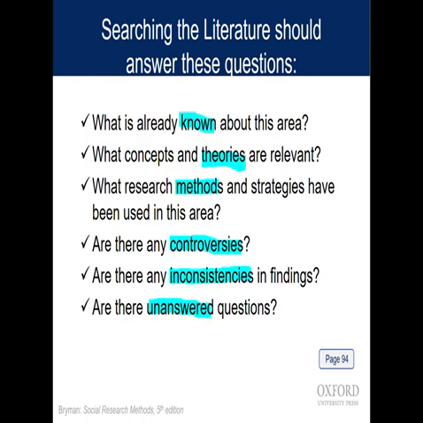And important concepts. What do you mean when you say low self-control? What exactly do we mean by that? How do you measure that? How have researchers in the past measured that so that I know how to measure it in my own study?